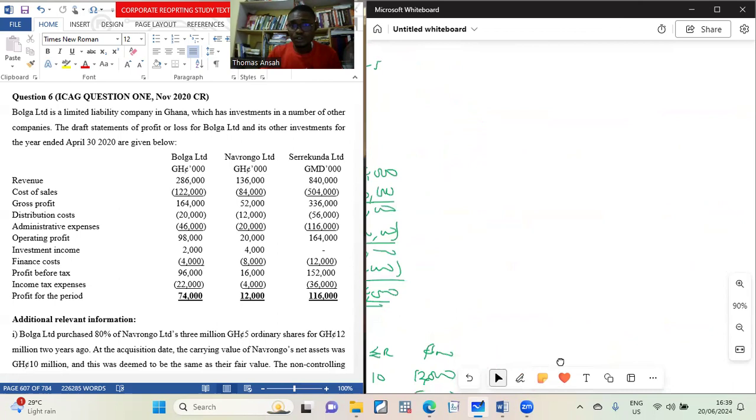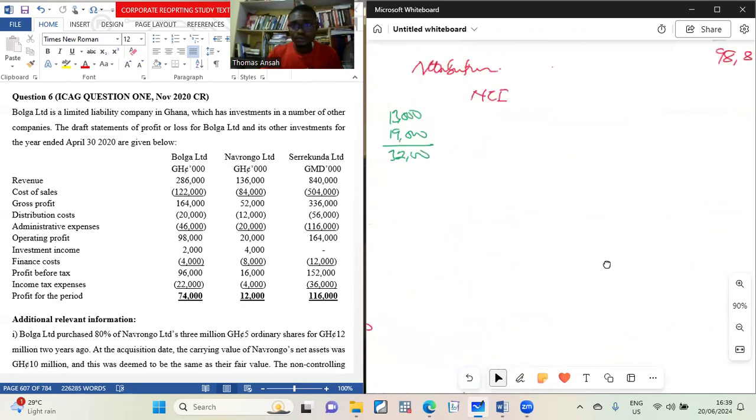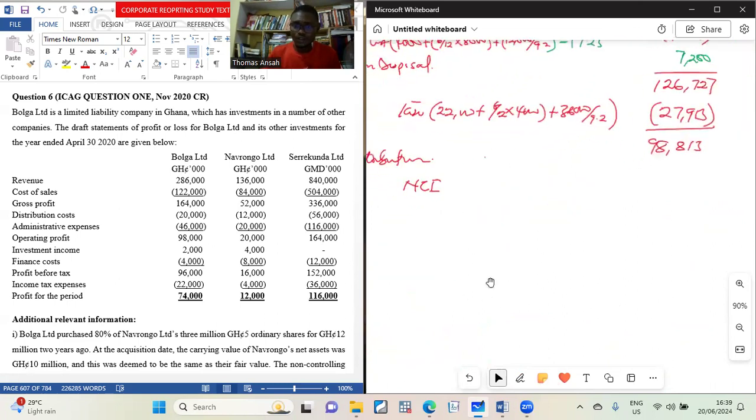So 5,200 we had, right? All right. So NCI is 5,200, which means the balance will go to the CI people. You can add your OCI here directly, or you can choose to do what I've done. So 98,813 minus that, it means these people are going to get 93,613.